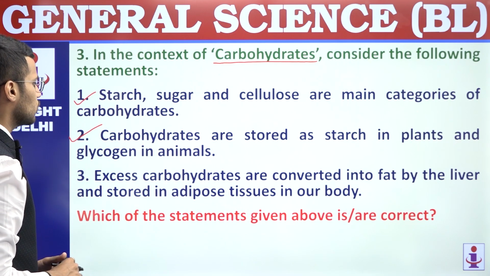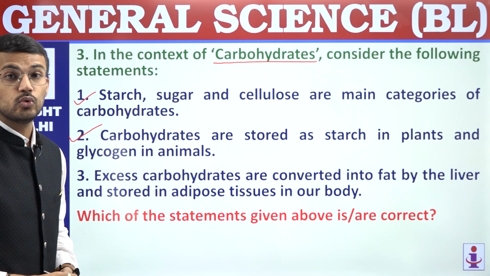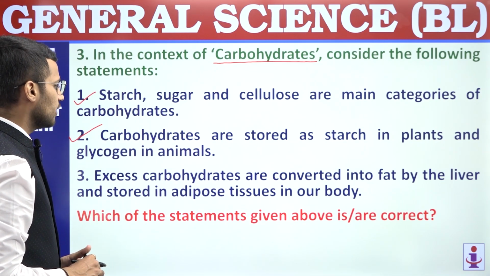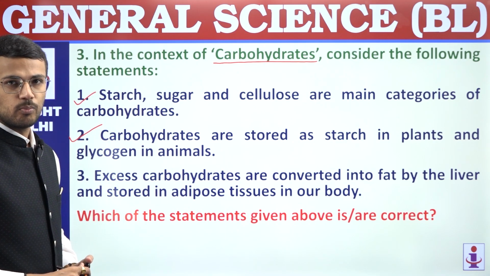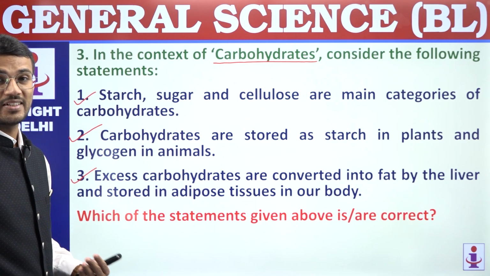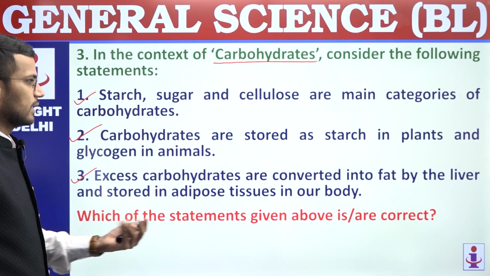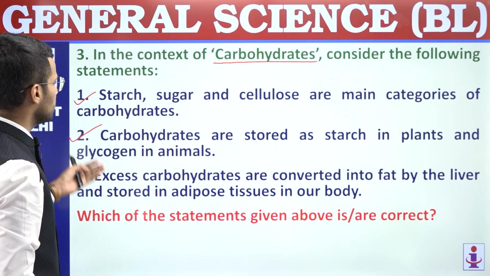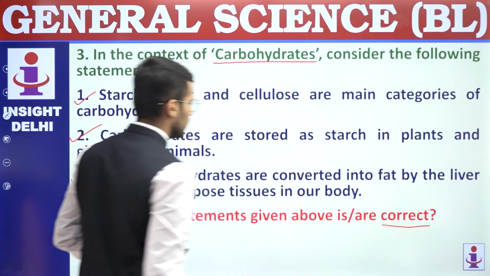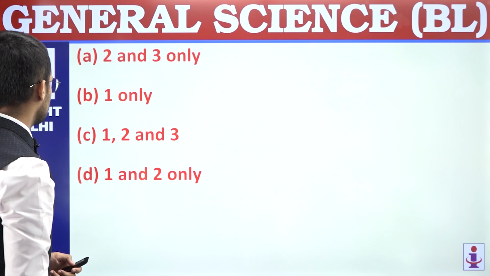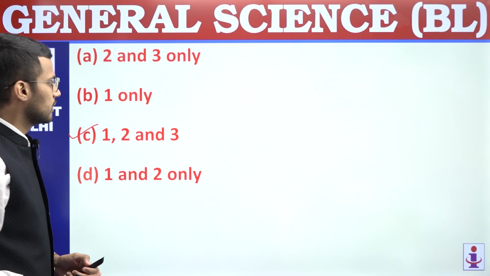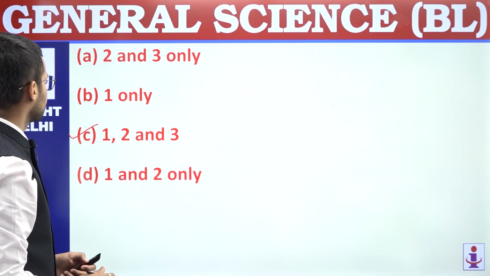Third, excess of carbohydrates are converted into fat by the liver and stored in adipose tissues in our body, right? So this is also a correct statement related to the conversion of excessive amounts of carbohydrates into fats. So all these three statements are correct. We are supposed to find out correct statements only, and hence the answer is C, 1, 2 and 3, right? Question number 3, answer is C.